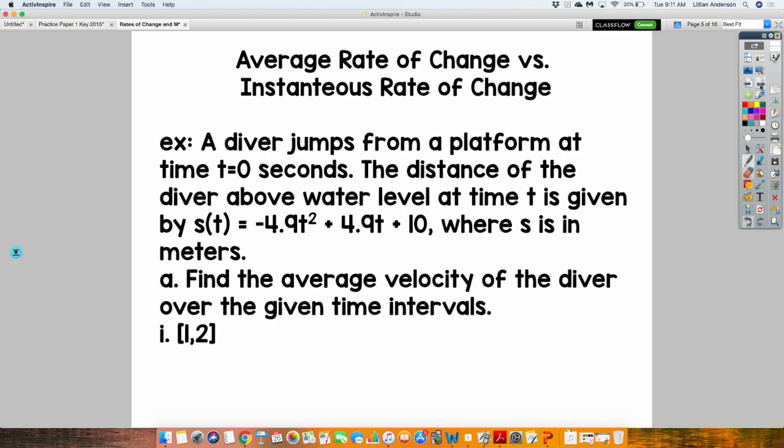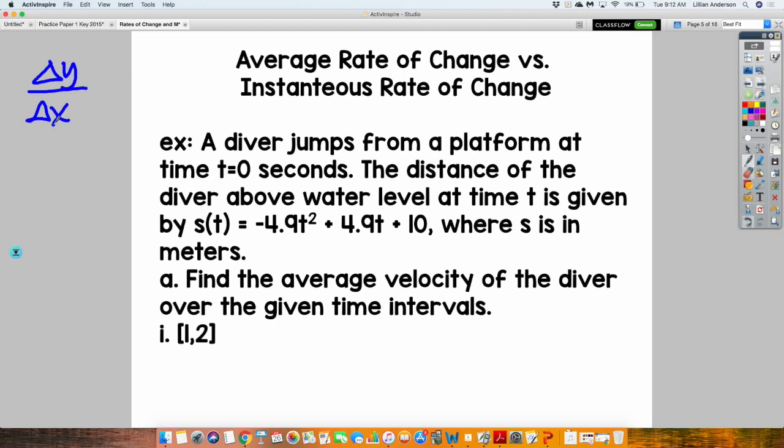Now, if you did pre-calculus prior to this class, then you would have already dealt with average rate of change. Average rate of change is how your y's change with respect to how your x's change. And you've done this before in Algebra 1, Algebra 2, Geometry, and pre-cal. This is called the change of your y's over the change of your x's.